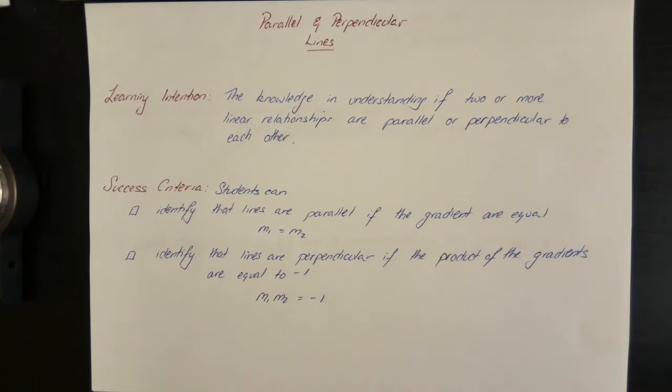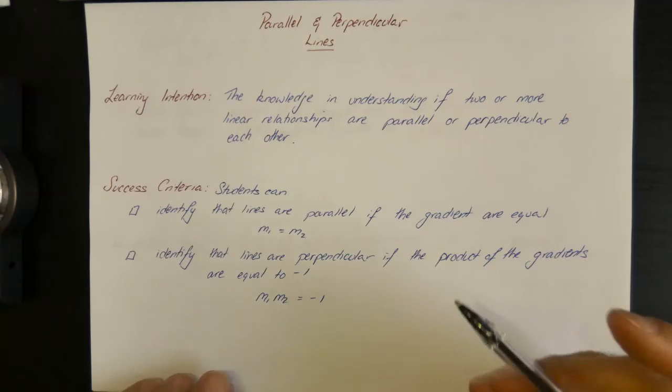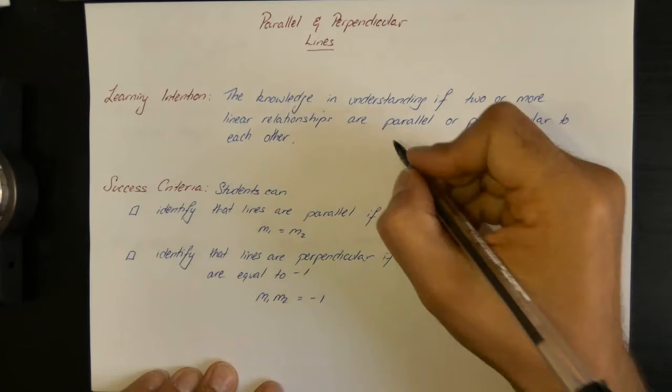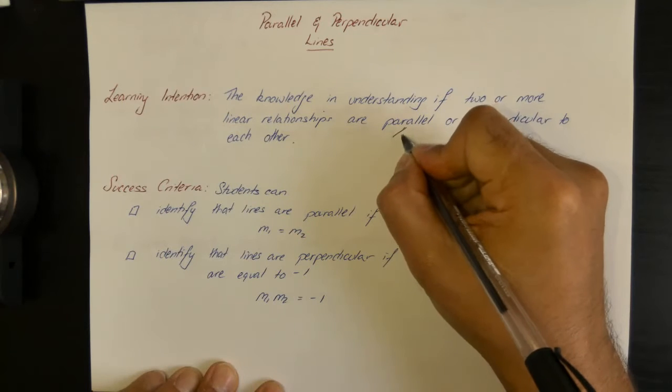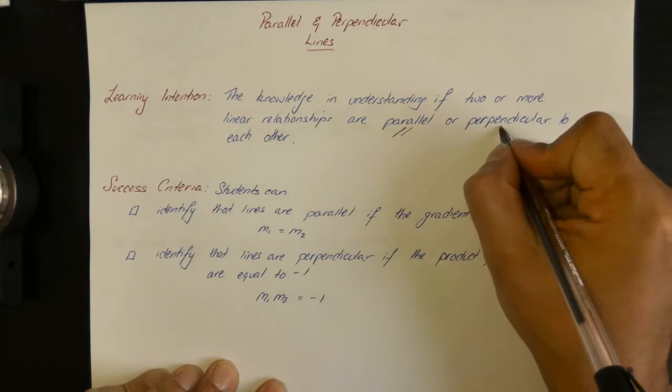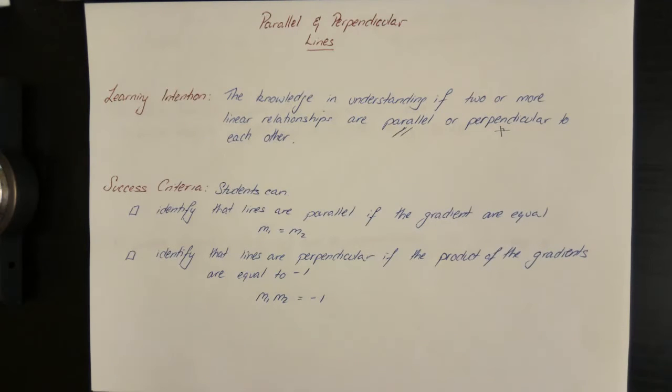Okay, so today we're looking at parallel and perpendicular lines. Our learning intention is to gain the knowledge and understanding of whether two or more linear relationships are parallel or perpendicular to each other. Parallel means they're equidistant from each other, and perpendicular means they form a right angle when they intersect.